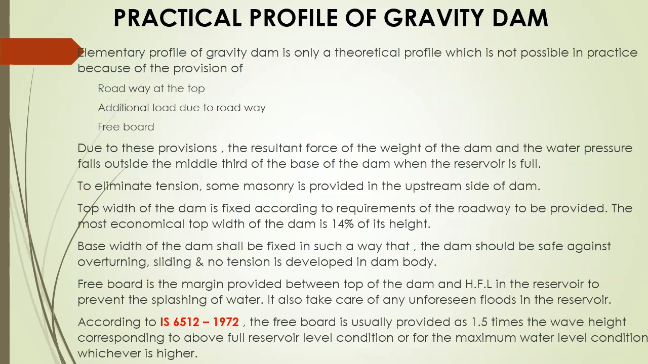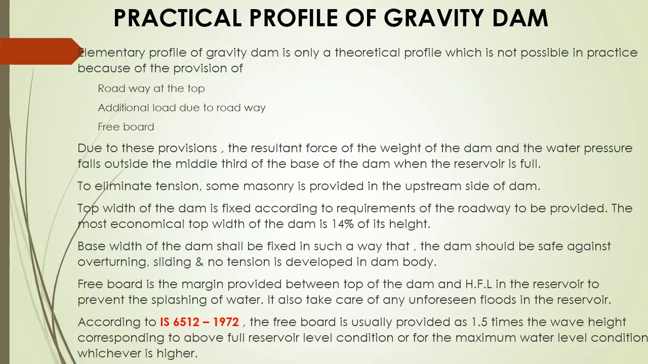Due to these provisions, the resultant force of the weight of the dam and the water pressure falls outside the middle third of the base of the dam when the reservoir is full. To eliminate tension, some masonry is provided in the upstream side of the dam. Top width of the dam is fixed according to requirements of the roadway to be provided.